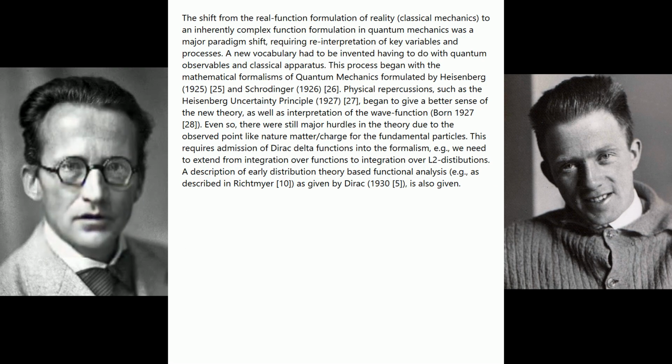The shift from the real function formulation of reality, classical mechanics, to an inherently complex function formulation in quantum mechanics was a major paradigm shift, requiring reinterpretation of key variables and processes. A new vocabulary had to be invented having to do with quantum observables and classical apparatus. This process began with the mathematical formalisms of quantum mechanics formulated by Heisenberg, 1925, and Schrödinger, 1926. Physical repercussions, such as the Heisenberg uncertainty principle, 1927, began to give a better sense of the new theory, as well as interpretation of the wave function, Born 1927.